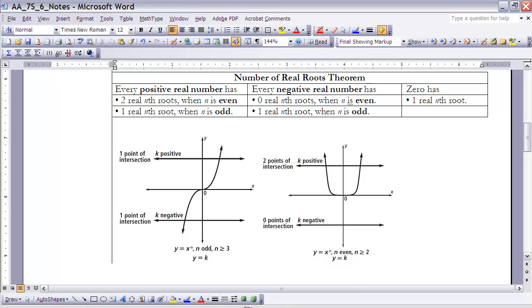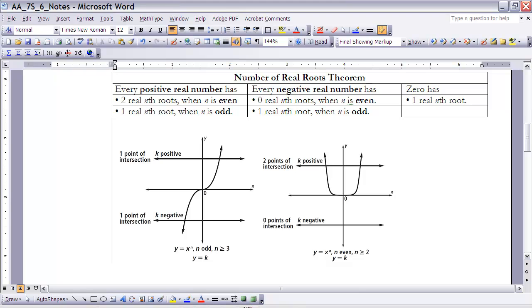The number of real roots theorem says that every positive number has 2 real nth roots when n is even. Here's a graph of an even power function. You'll notice that if we have a positive number, this horizontal line intersects the graph in 2 places, and that's why there would be 2 real nth roots when it's a positive number and an even function. Now, if it's a positive number and an odd function, it's only going to have 1 real nth root, because here's an odd power function, and you'll notice that a positive number will only intersect that 1 time.